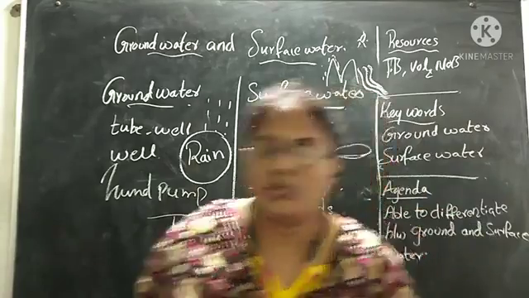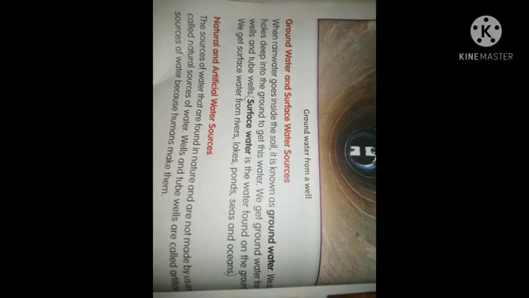Open your textbooks. Yes, children, open page number 96. Groundwater and surface water sources. When rainwater goes inside the soil, it is known as groundwater. We dig holes deep into the ground to get this water. We get groundwater from wells and tube wells. Surface water is the water found on the ground. We get surface water from rivers, lakes, ponds, seas and oceans. Yes or no, children? Yes.